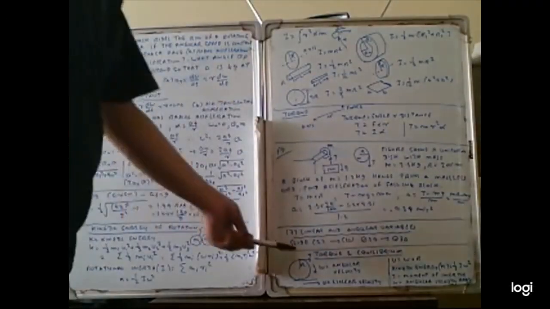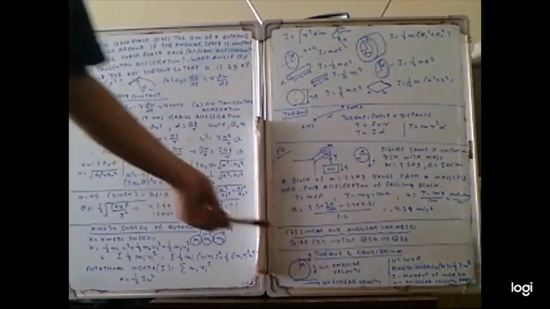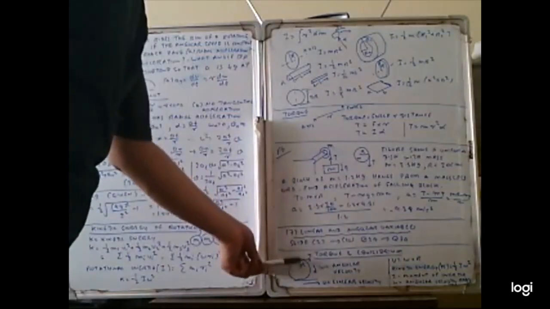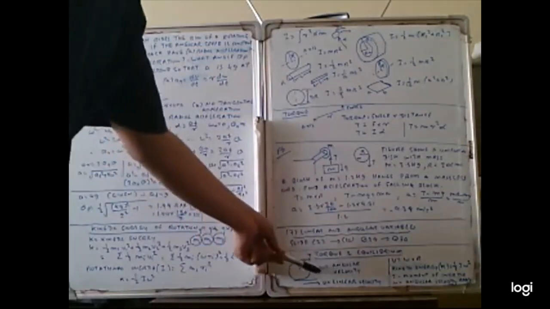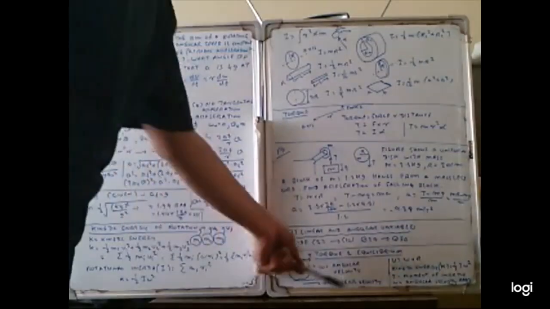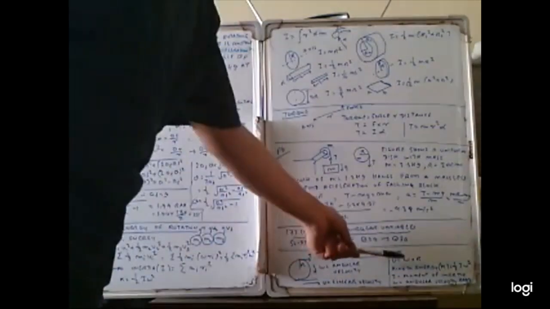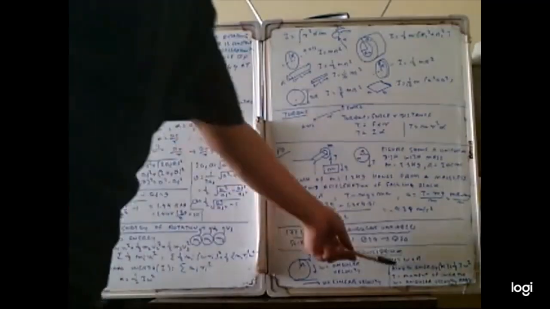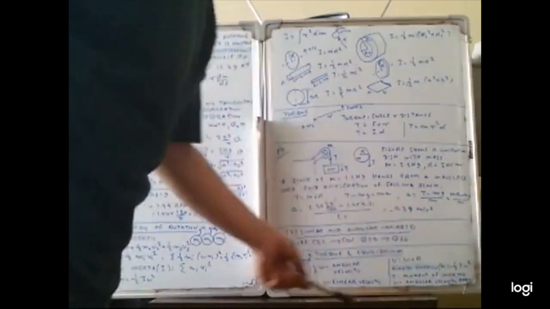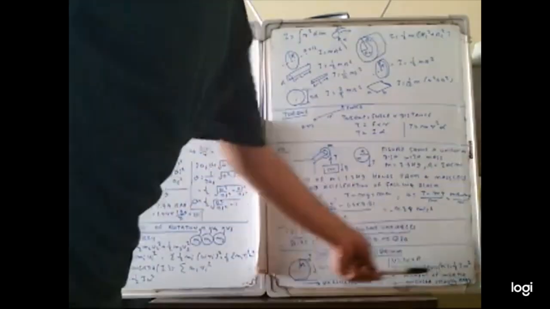The next one is torque and equilibrium. The torque is a rotation with this r. ω is the angular velocity, v is the linear velocity. So v can be calculated as ω multiplied by r. Kinetic energy K is half I ω². In this case, I is the moment of inertia, and ω is the angular velocity in radian per second.